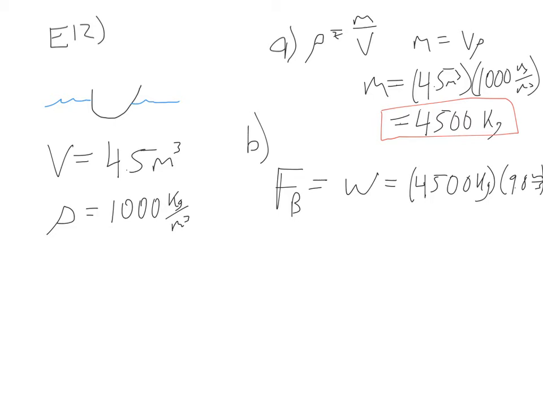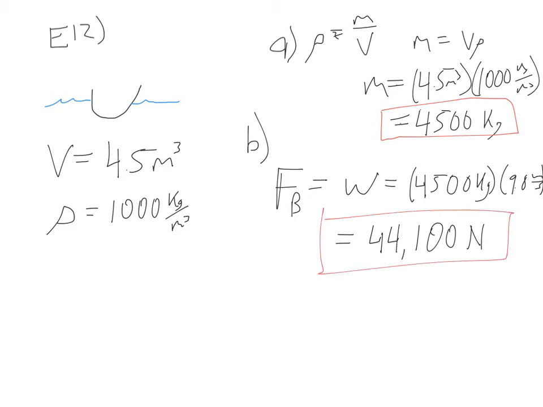All right, so we take 4,500 multiplied by 9.8, and we end up with a buoyant force equal to 44,100 newtons. And that's Archimedes' principle.